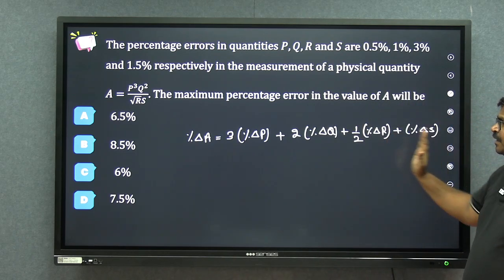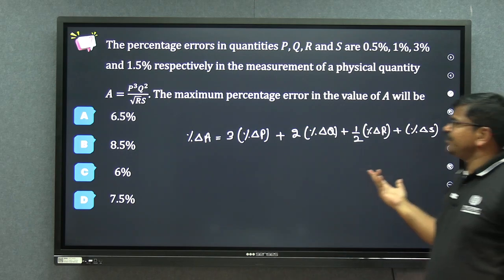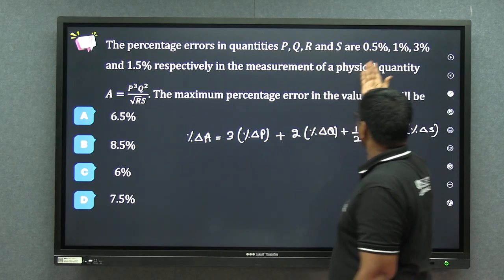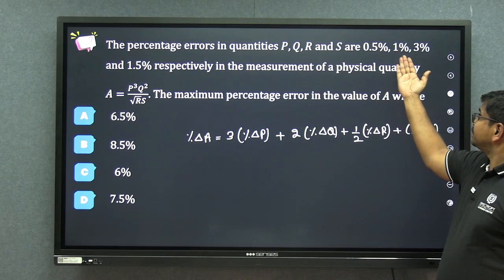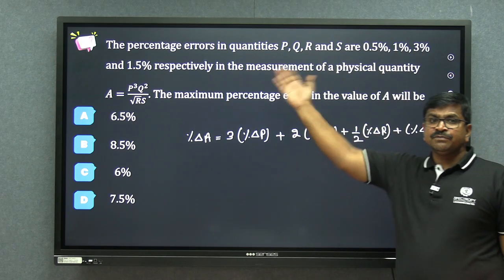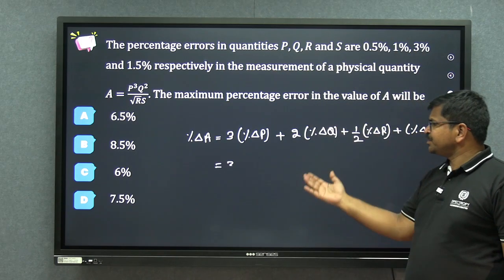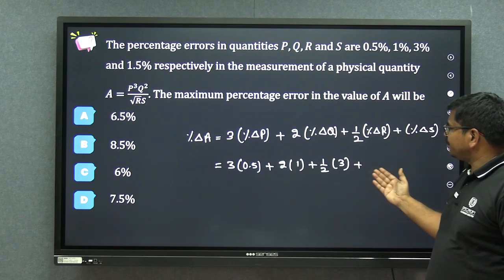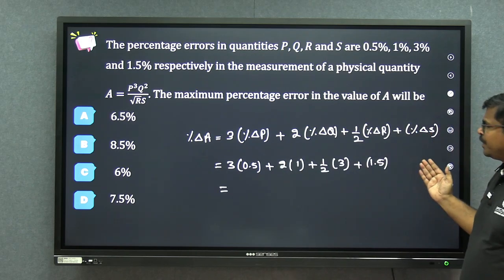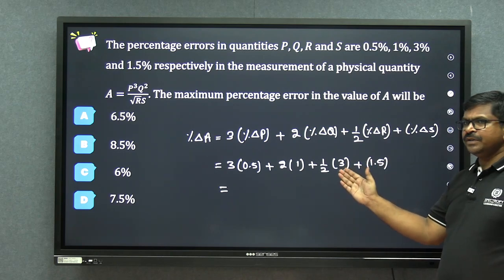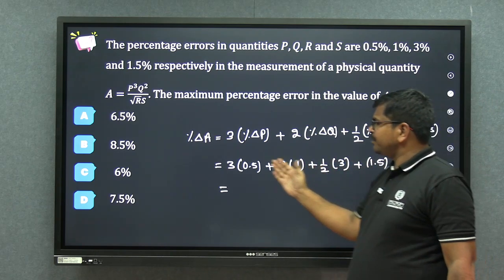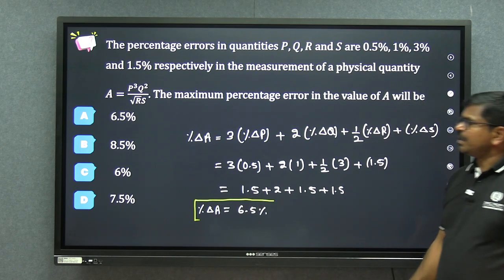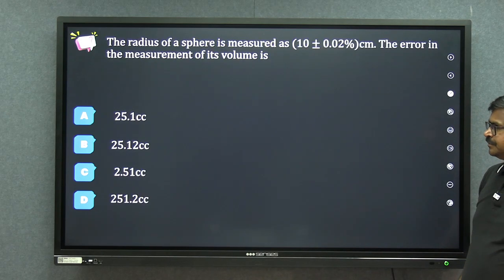So this is the idea, and after this, just simplification, substitution and simplification. What is the percentage error in P? 0.5 percentage, Q 1 percentage, R 3 percentage, S 1.5 percentage. Just substitute the values here: 3 times 0.5, 2 times 1 by 2, 2 times 3, and 1.5. 1.5, 3 plus 2, 5 plus 1.5, it is 6.5, and your option is A.